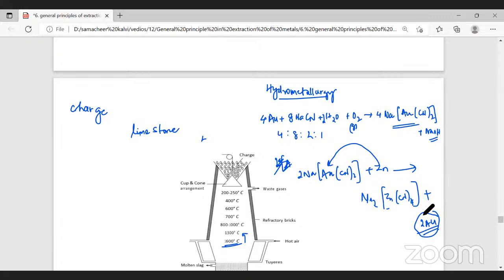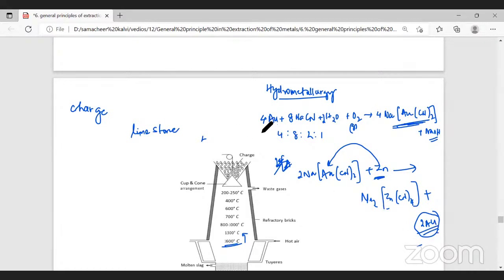A noble metal like gold and silver are extracted by hydrometallurgy. Gold and silver are dissolved in sodium cyanide solution in the presence of oxygen to form the corresponding cyanide complexes. This corresponding cyanide complex is allowed to react with a more reactive metal like zinc. Therefore, we get pure gold.